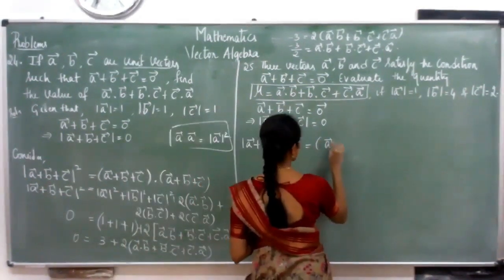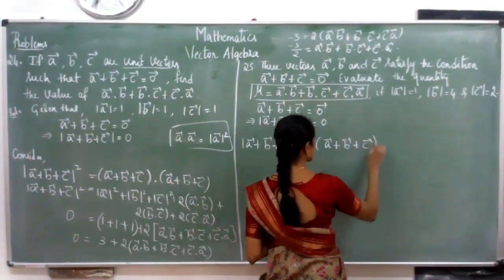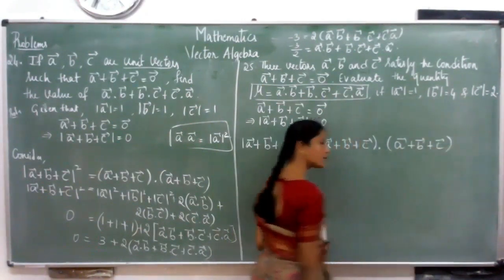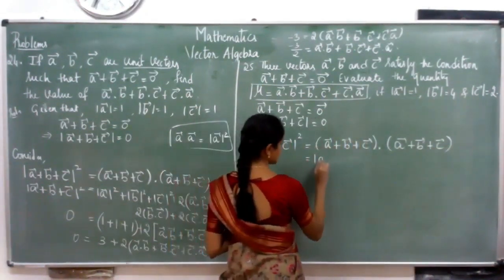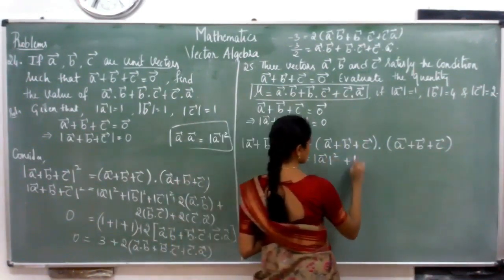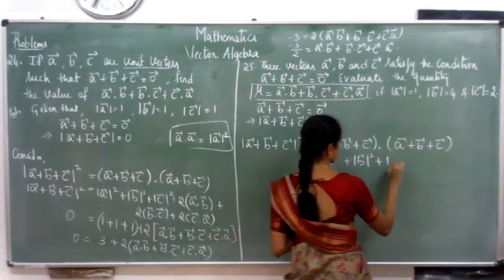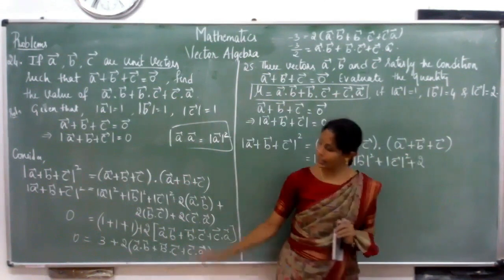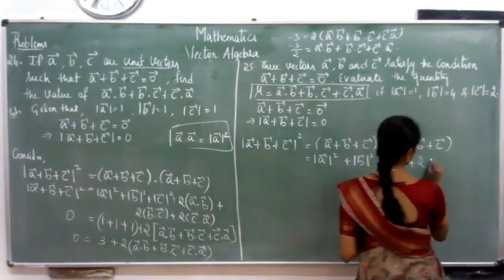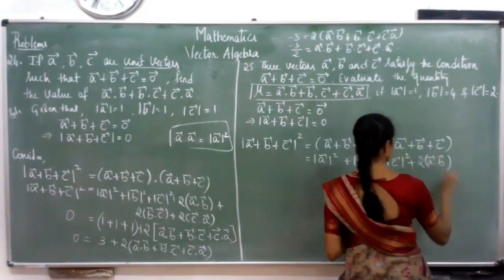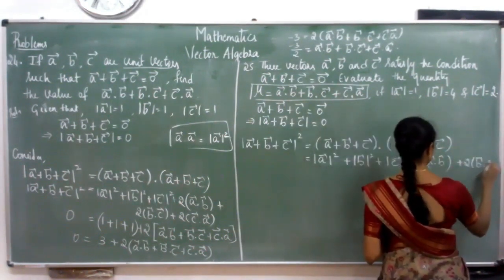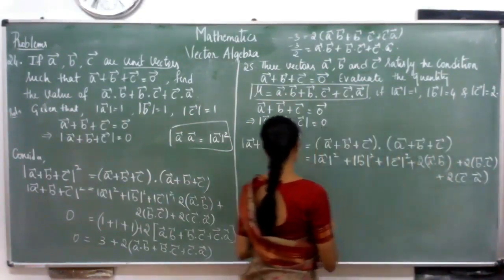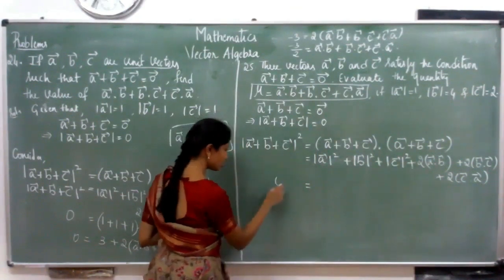So this can be written as vector A plus vector B plus vector C dot vector A plus vector B plus vector C. So this is nothing but magnitude of vector A whole square plus magnitude of vector B square plus magnitude of vector C square plus 2 times, you can even directly take 2 common, or even write it as 2 times vector A dot vector B plus 2 times vector B dot vector C plus 2 times vector C dot vector A. So we know that this value is 0.